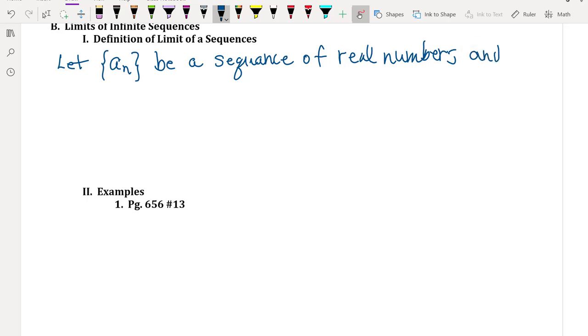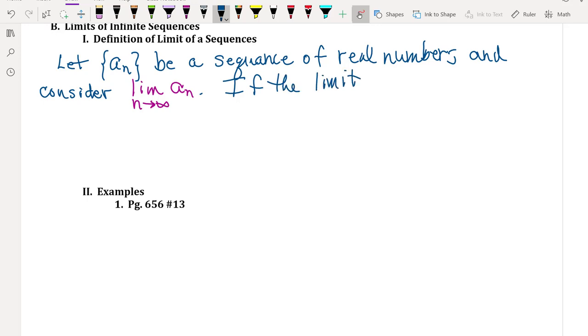and consider the limit as n approaches infinity of a sub n. I'm going to consider that limit. So if the limit is a finite number, we'll call it L, the sequence converges.